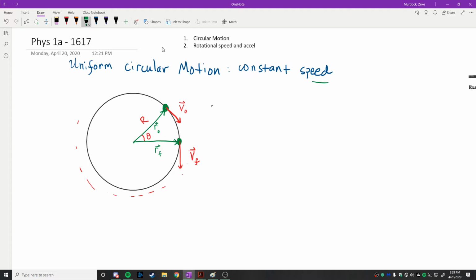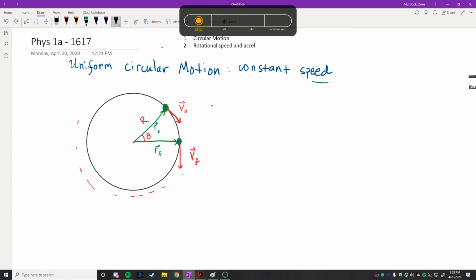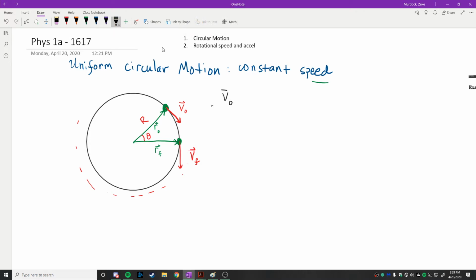Since we're talking about constant speed, the velocity vector turns, okay? But I'm going to say that the velocity vector v initial, if we find the magnitude of it, is equal to the magnitude of v final. And that's basically going to be equal to a speed that we call v. So that's going to be the speed of the object. This is just v. All right. Also, I'm going to say that the magnitudes of the position vectors, r initial and r final, are also going to be capital R. That's the radius of the circle.